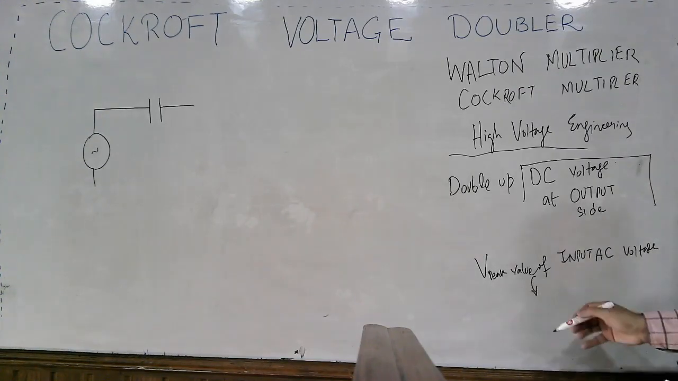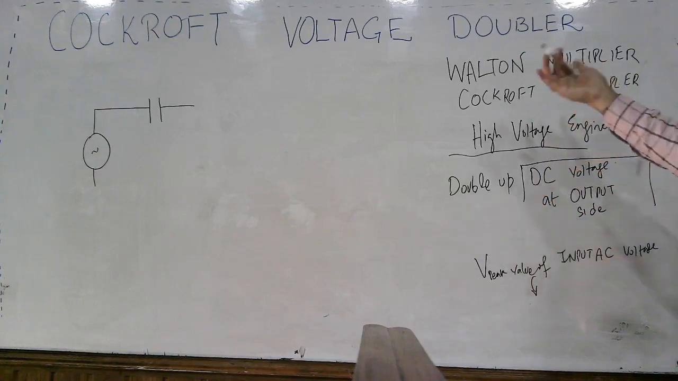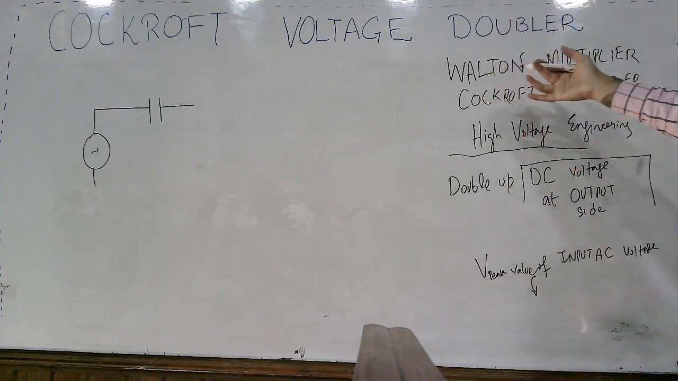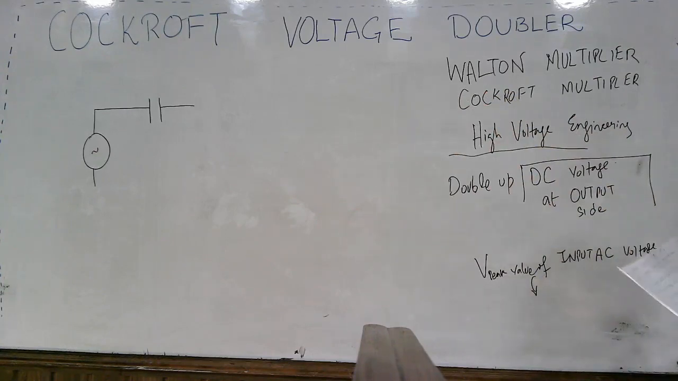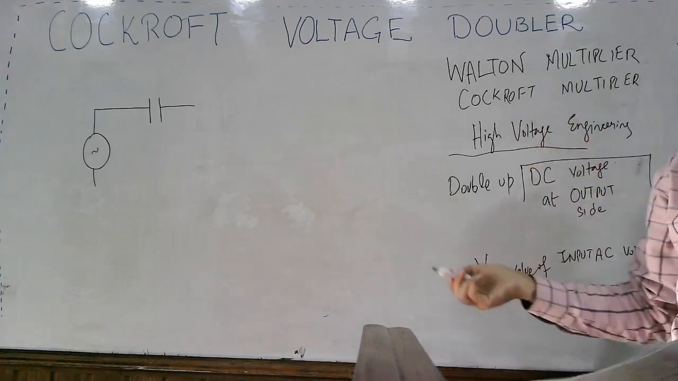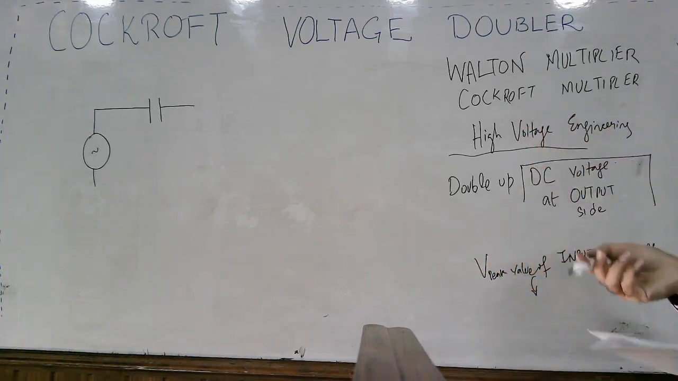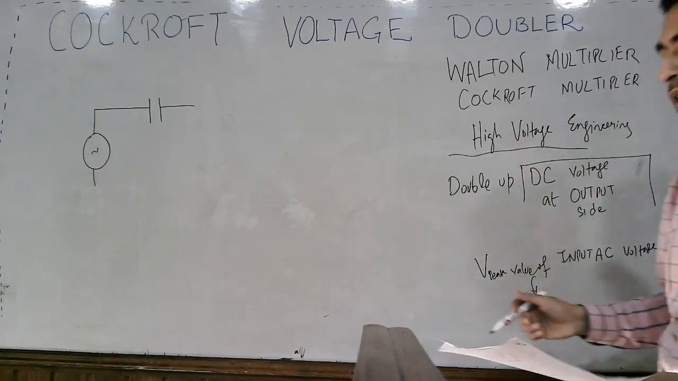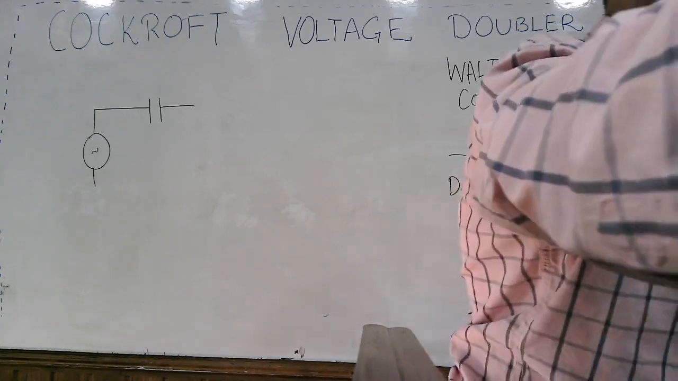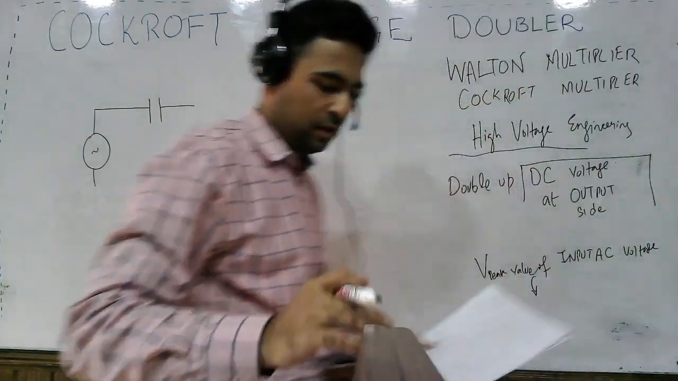It can not only double up, but by using more than one stage of this Cockcroft doubler circuit, which we are going to study, we can multiply the generated voltage further. So it finds its applications in high voltage engineering for developing continuous sparks. Okay, so let's first see how we can make the circuit of this Cockcroft voltage circuit.